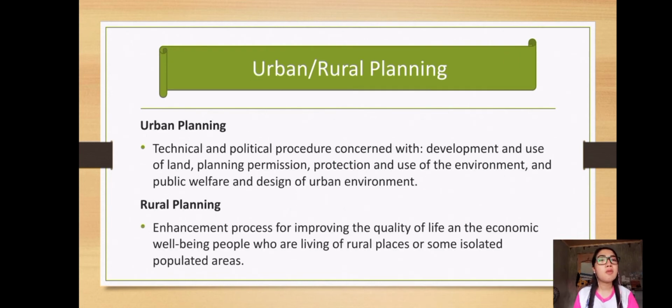Then last, we have urban and rural planning. Urban planning is a technical and political procedure concerned with the development and use of land, planning permission, protection and use of the environment, public welfare, and design of the urban environment. While rural planning is an enhancement process for improving the quality of life and the economic well-being of people who are living in rural places or isolated populated areas.